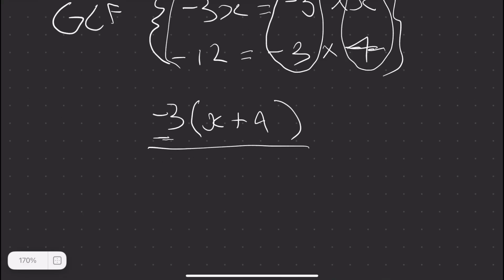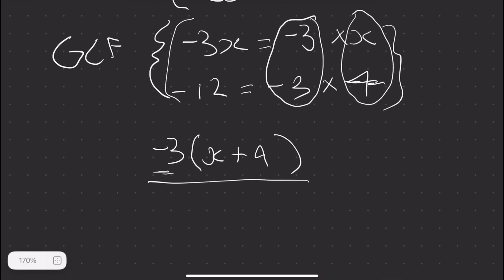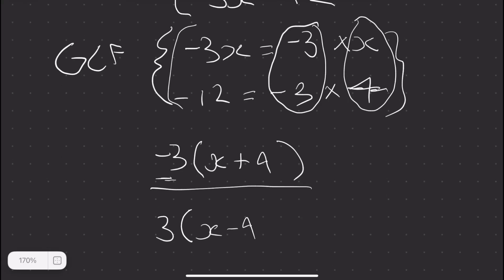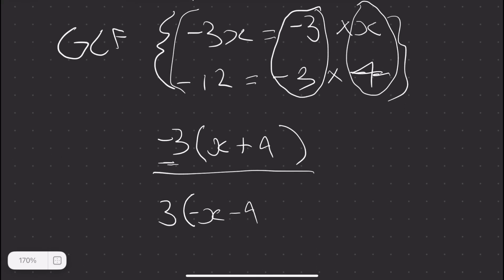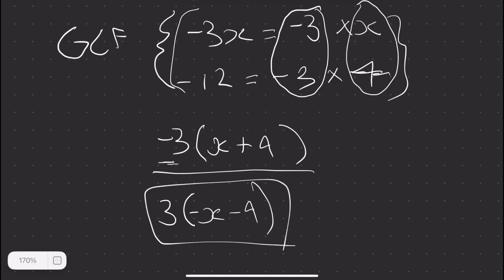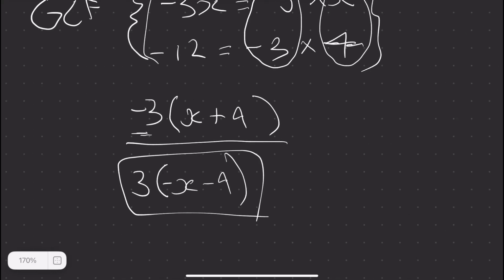This expression can also be factorized in the form of positive 3 times negative x minus 4. This is another possible factorization of the above.